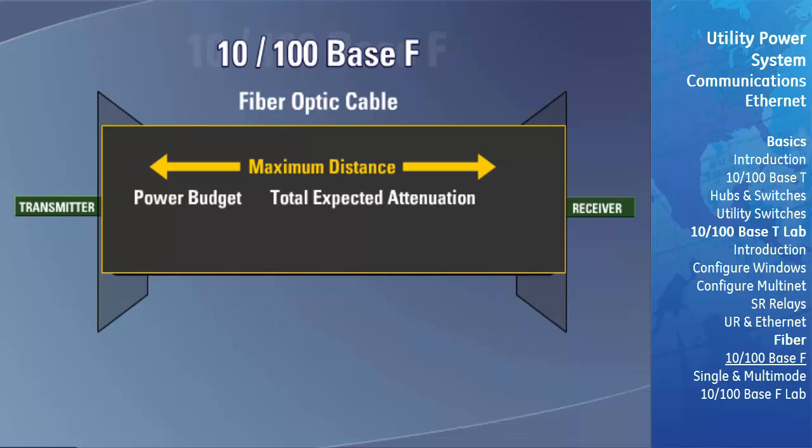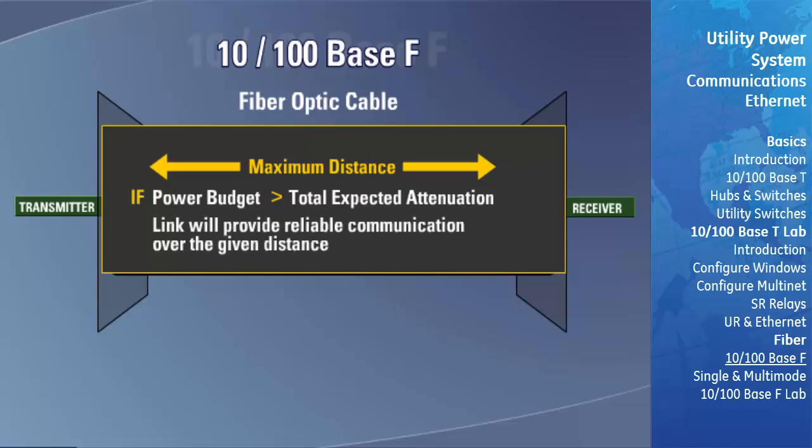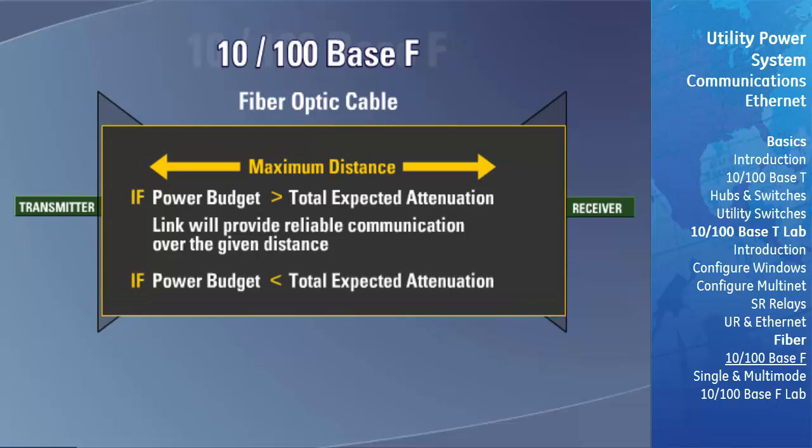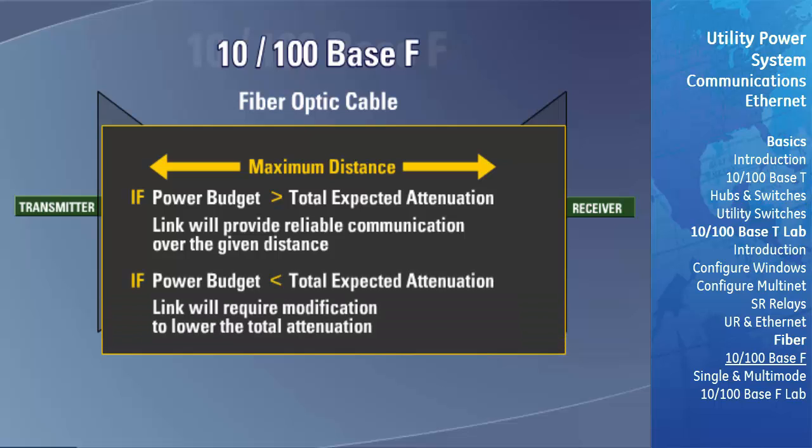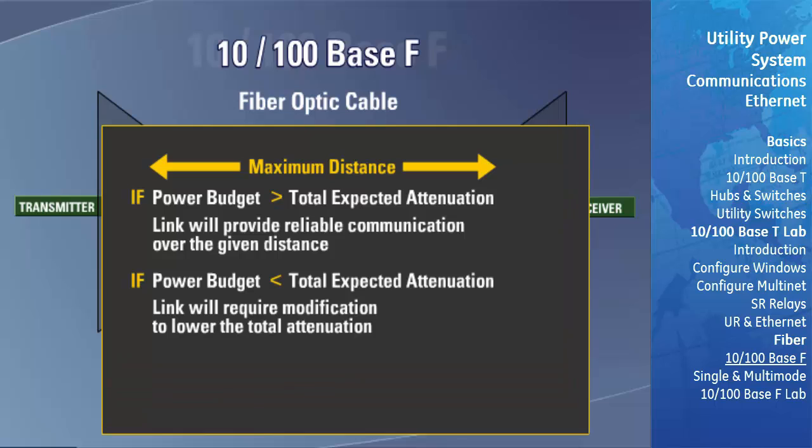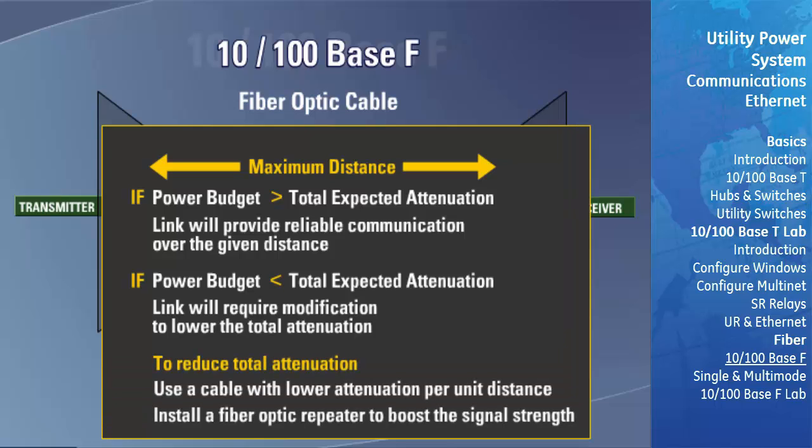The power budget is then compared to this total attenuation. If the power budget is greater than the total attenuation, the link will be able to provide reliable communication over the given distance. If not, the link will require modification to lower the total attenuation. Common actions to reduce the total attenuation include the use of a cable with a lower attenuation per unit distance, or the installation of a fiber optic repeater to boost the signal strength.